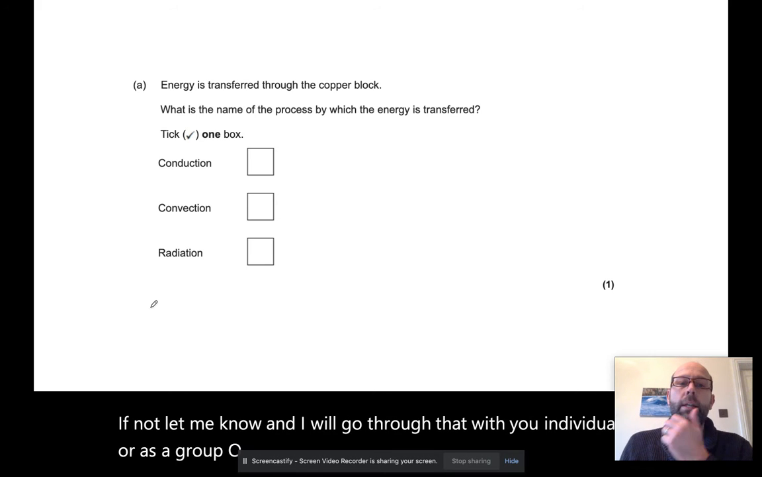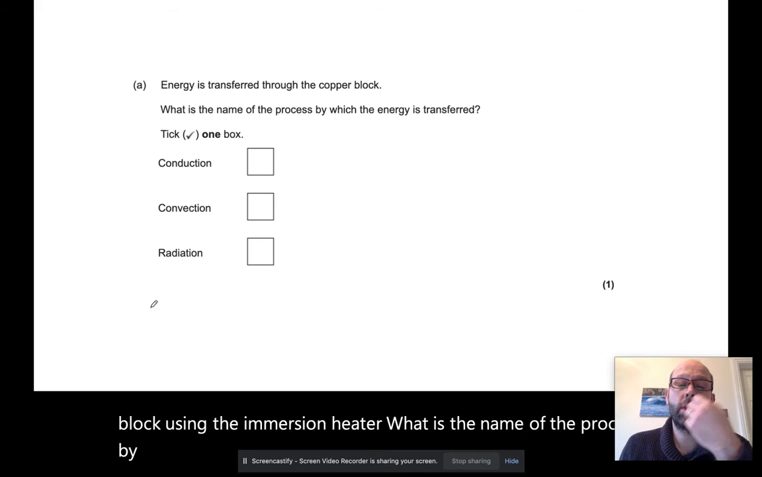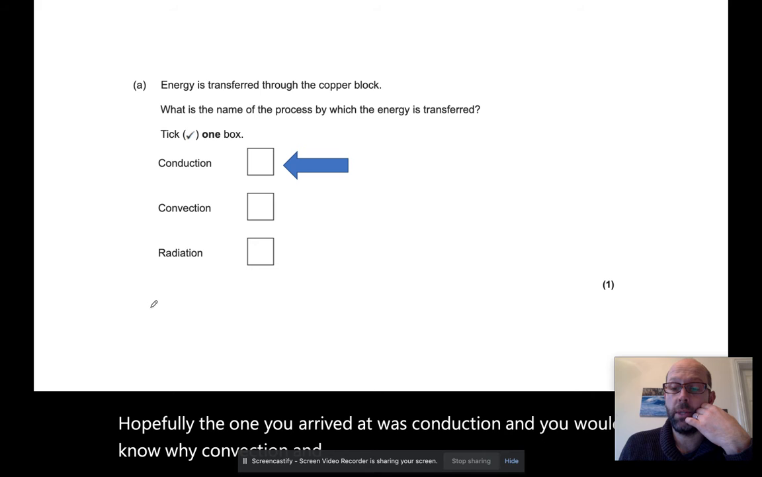Okay, so energy is transferred through the copper block using the immersion heater. What is the name of the process by which the energy is transferred? Three to choose from here. Hopefully the one you arrived at was conduction, and you would know why convection and radiation aren't the ones used in this case. If not, let me know.